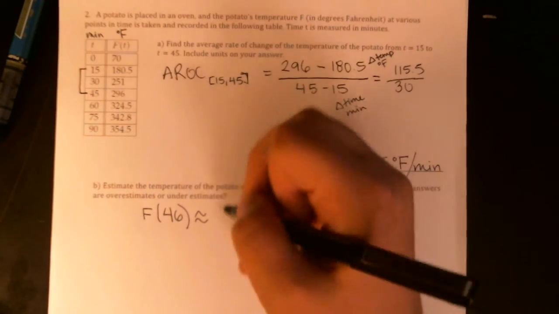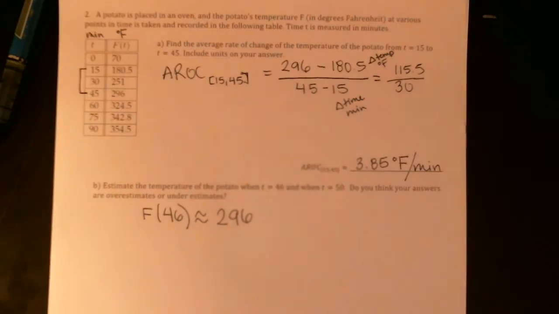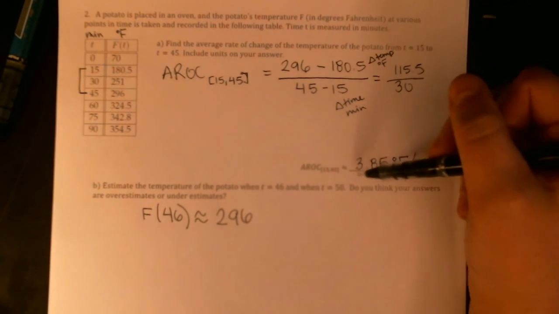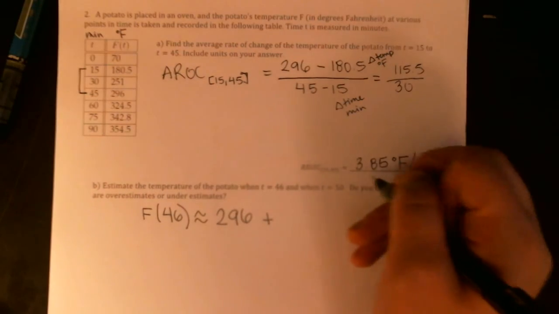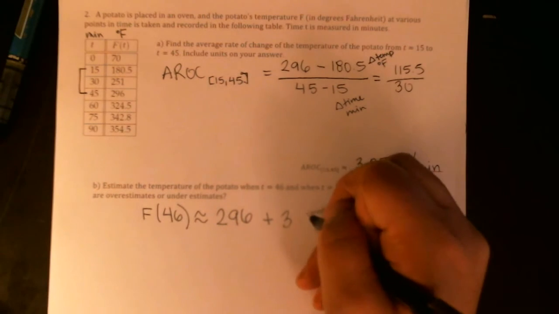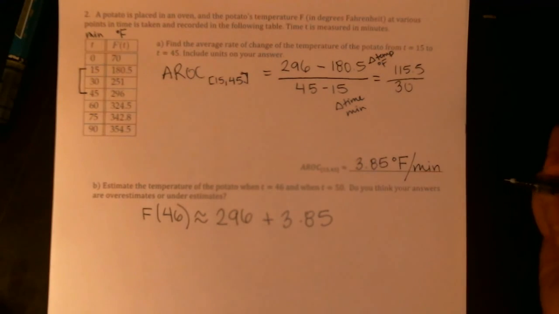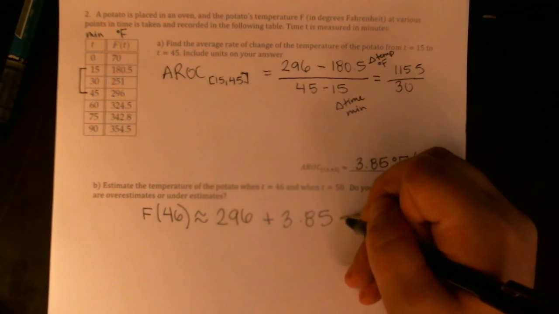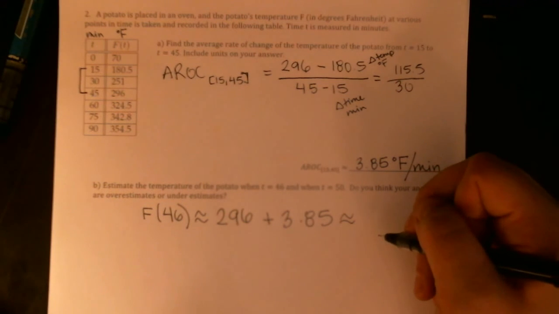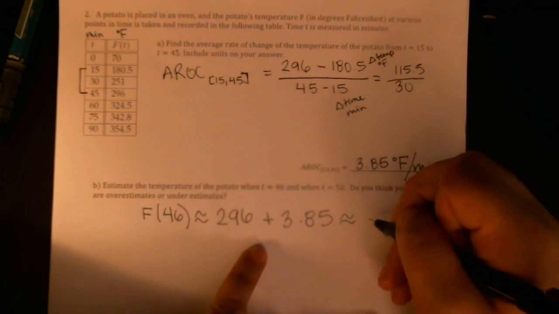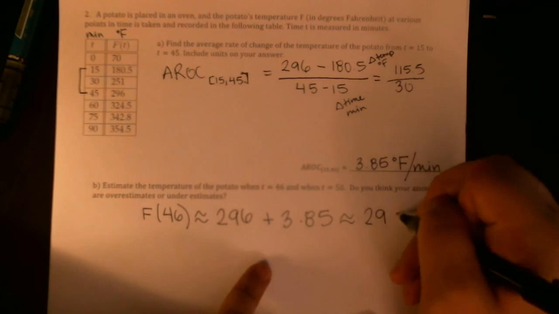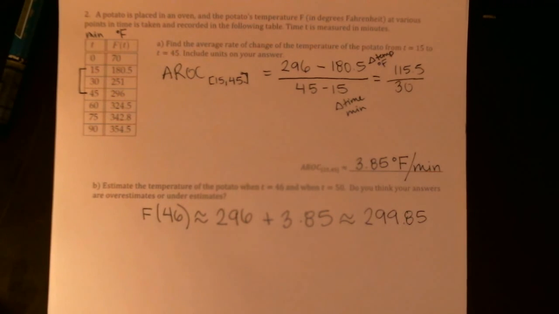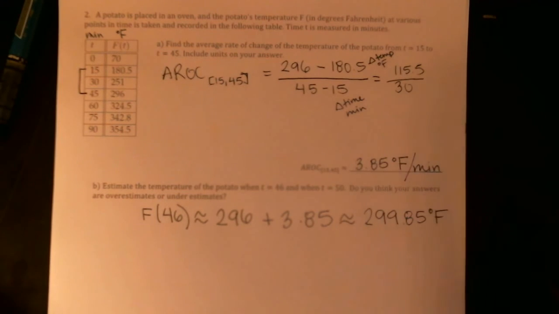So this is really similar to what I was just looking at when t equals 46. So we know that when t equals 45, the temperature was 296 degrees. And right now, one of the estimates we have of how fast the temperature was increasing is this 3.85 degrees Fahrenheit per minute. It's only been 1 minute, so I expect it to be approximately 3.85 degrees higher than before. So we're ending up with f of 46 somewhere in the ballpark of almost 300, just shy of 300. So 299.85 degrees Fahrenheit. So there is a prediction.